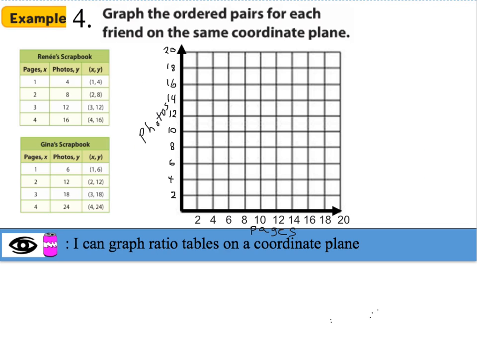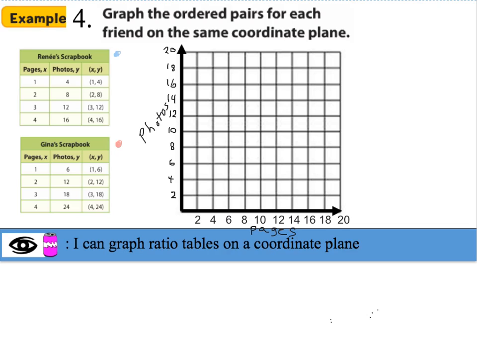So now that we've finished the table and the ordered pairs for Renee's scrapbook and Gina's scrapbook from example 3, let's go ahead and graph each person's data on the coordinate plane. When I plot Renee's points, I'm going to use blue, and I'm going to use red to plot Gina's points. So let's take a look at Renee's first.